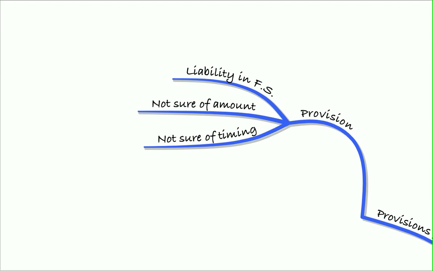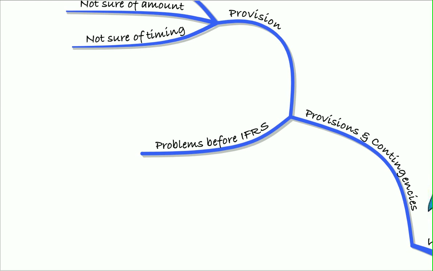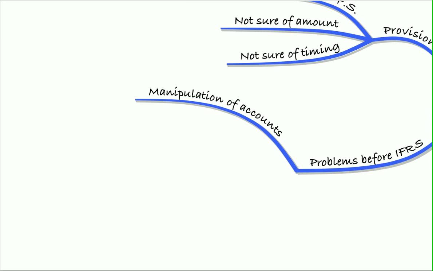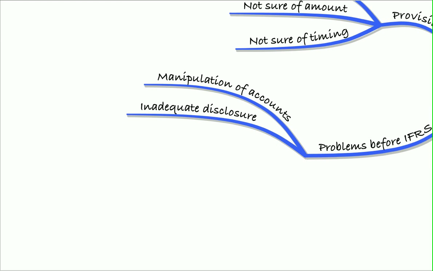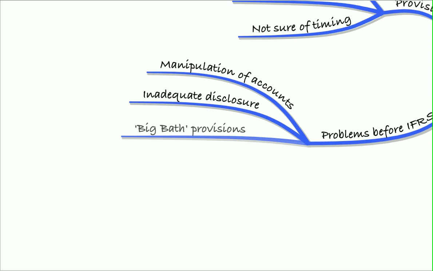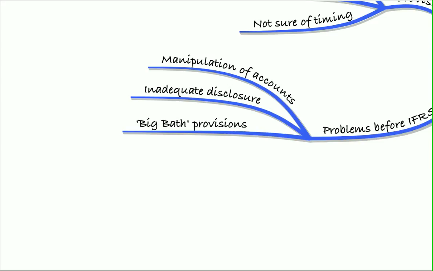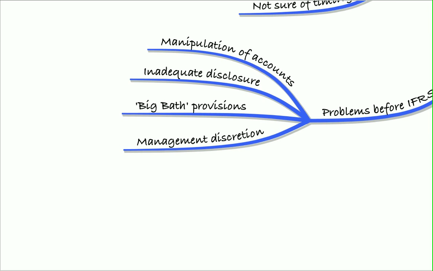of the timing. Now, prior to IAS 37, we had some problems with this because accounts could be manipulated by accountants using provisions to smooth out their profits. So they would maybe have inadequate disclosure of what the provision was for. They therefore had big bath provisions, so big provisions that they could use to release as and when they required them to smooth out their profits. So they had discretion to do that before IFRS.